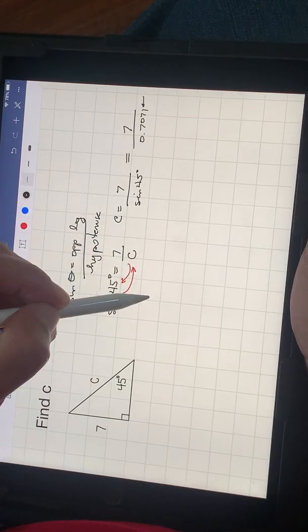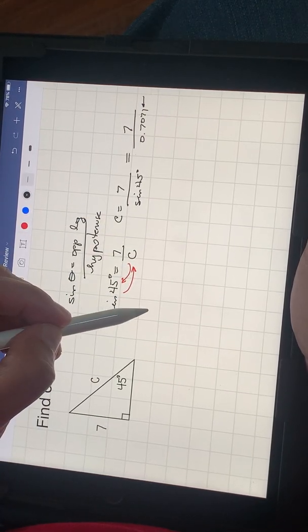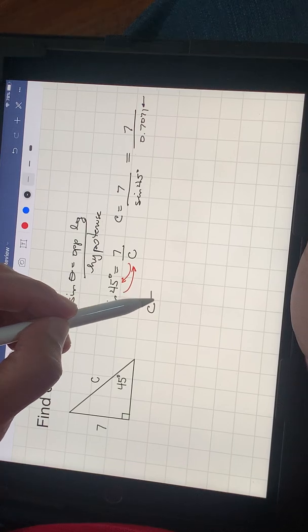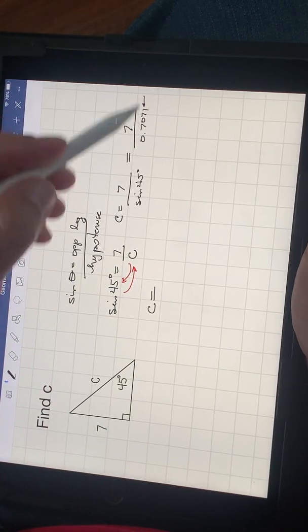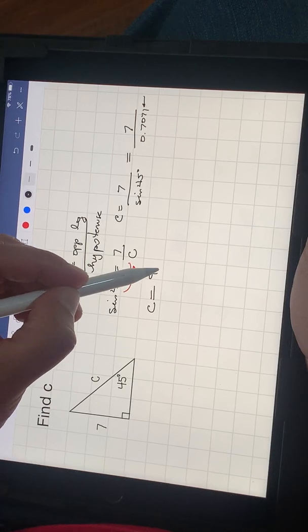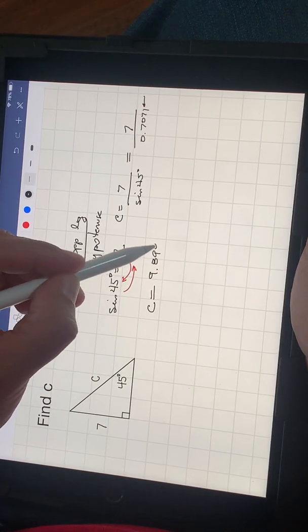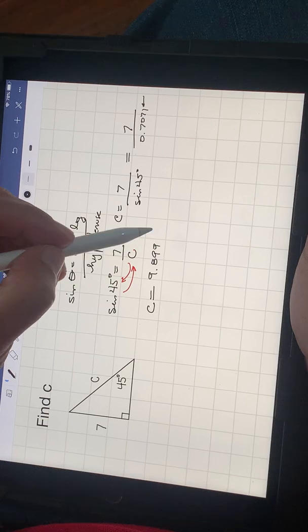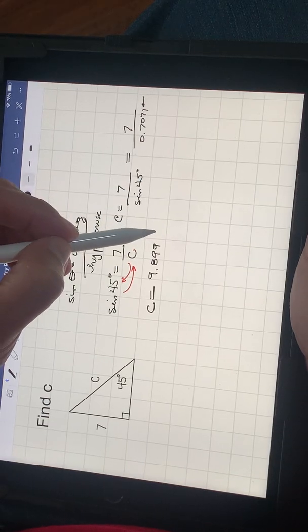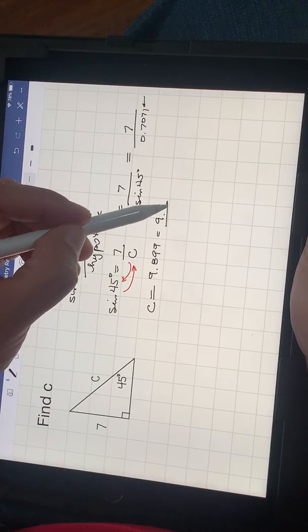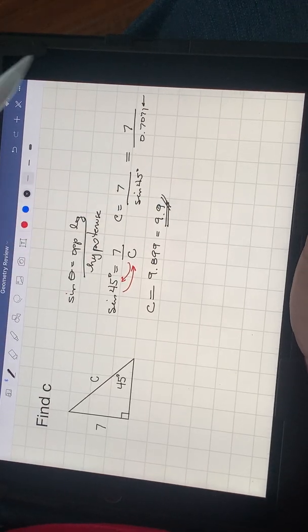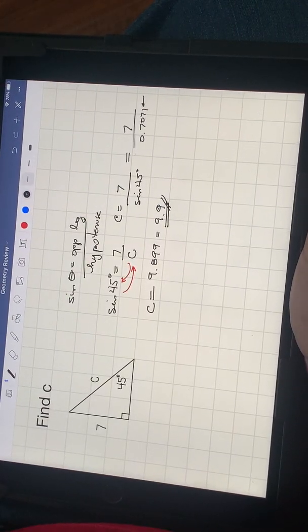So if I solve for C, then I can say that 7 divided by 0.7071 is the same as 9.899. So if I round to a tenth, then that will be the same as 9.9, and that is my final answer. Remember that I said that there's another way of doing it. There's a couple of ways of solving this triangle.